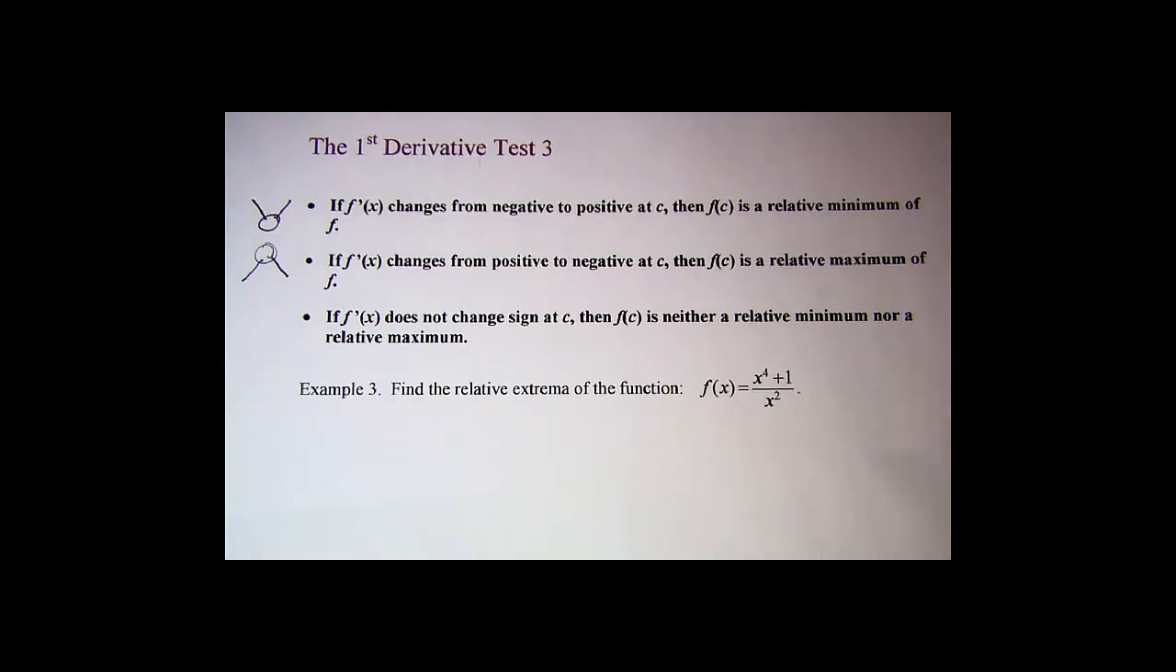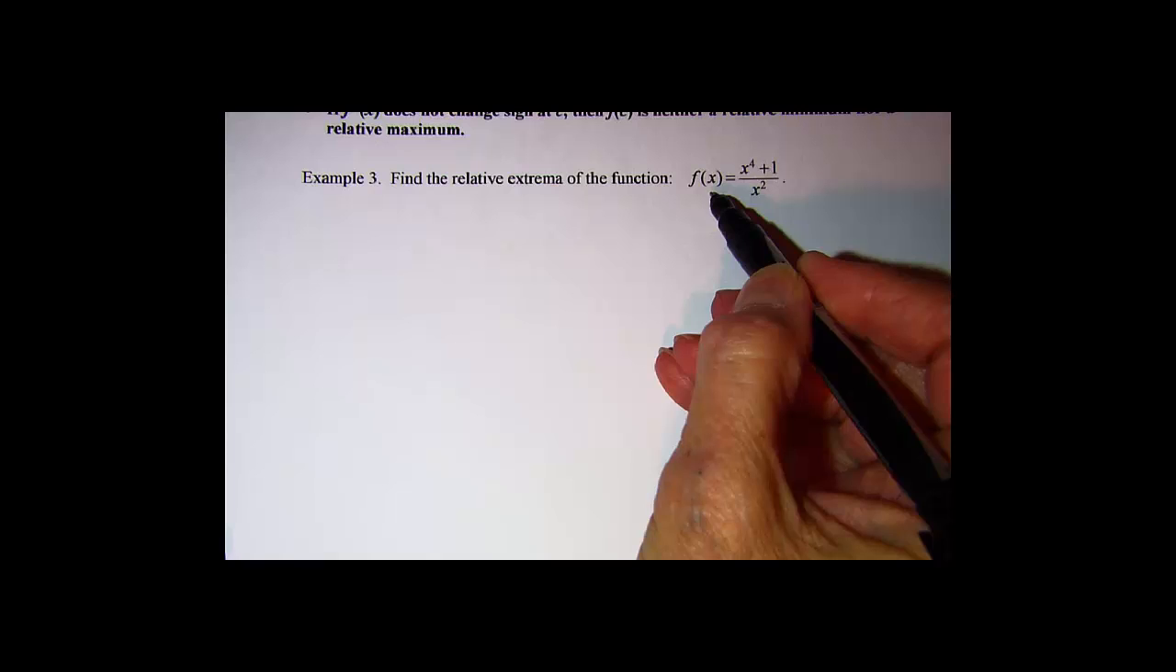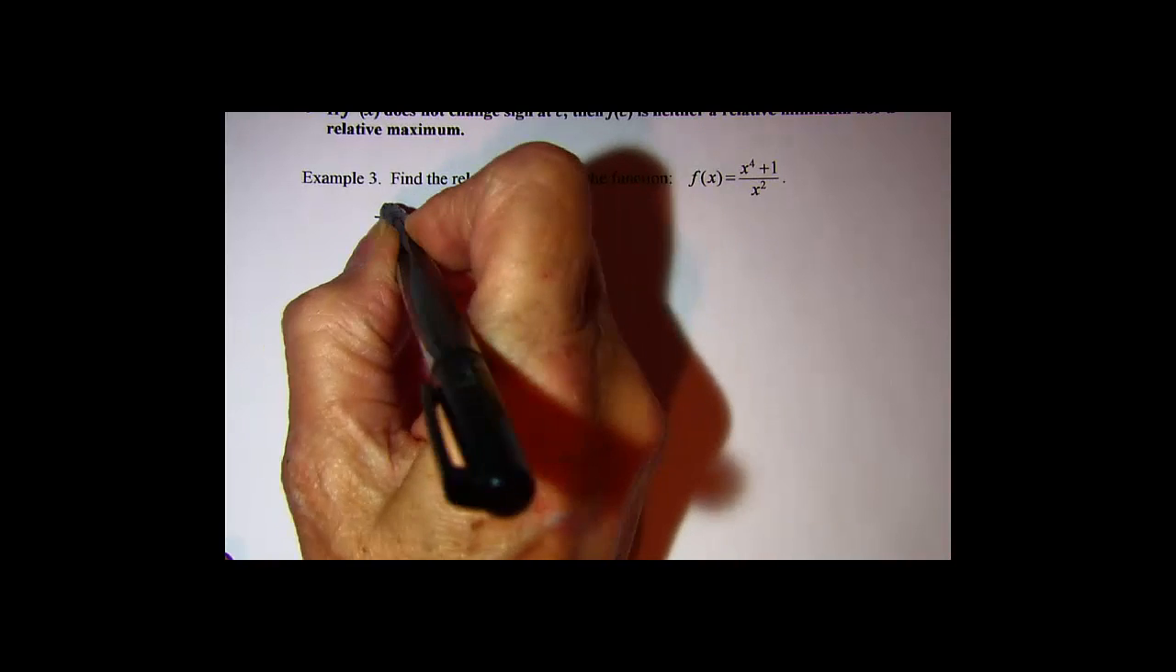The example that we'll be working with, we're asked to find the relative extrema of the function f of x equals the quantity x to the fourth plus 1 divided by x squared. Our first step is to find the critical numbers of this function, and we do that by finding the derivative of f and then setting that equal to 0.